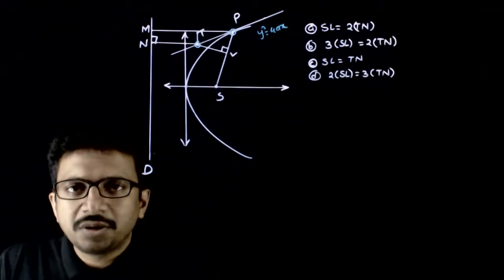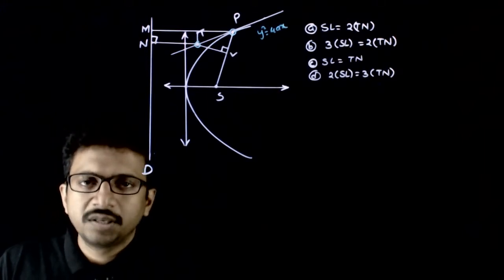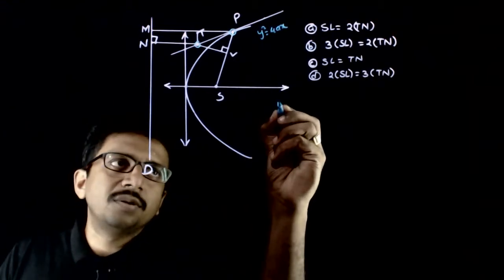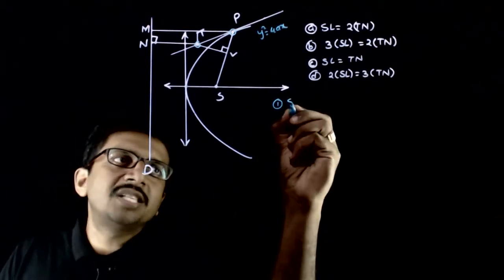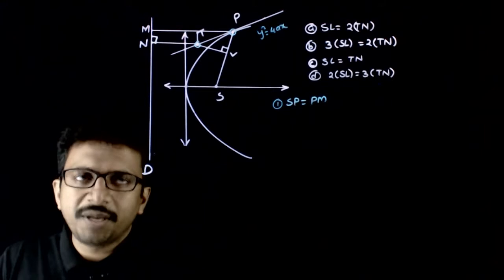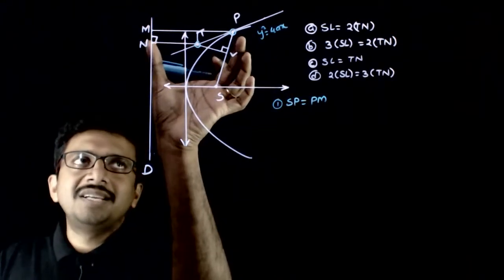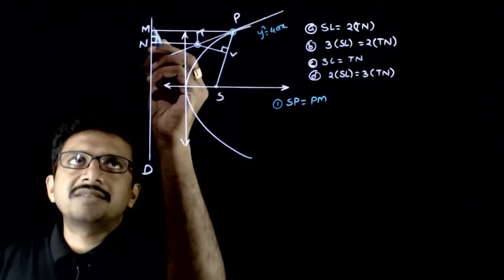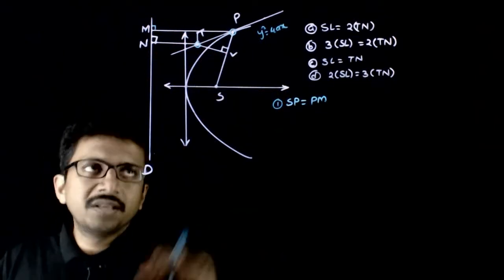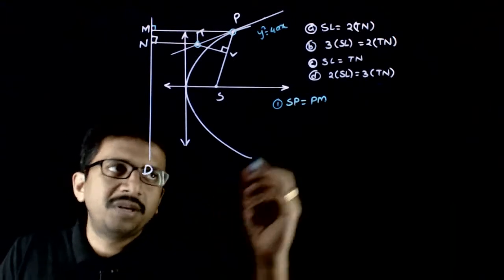This question is based on the special properties of parabola. So what are the properties of parabola which are useful in this topic? The first property is SP is equal to PM. This is a very standard property of a parabola. The distance of point P from the focus will be the same as the distance of point P from the directrix. PM is the perpendicular from P onto the directrix, so SP will be equal to PM.